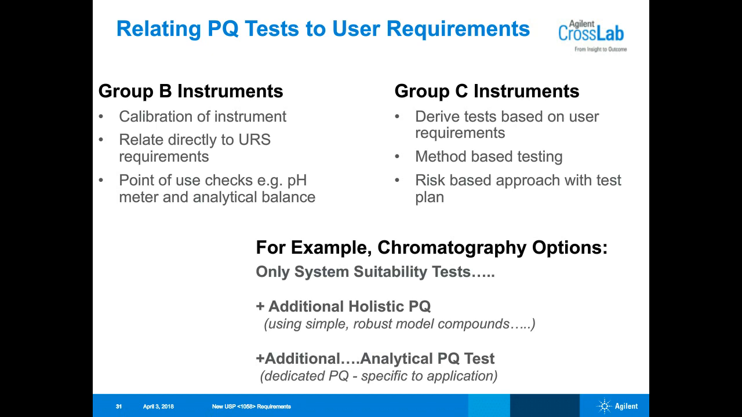You could also add a very specific holistic PQ test, which could be based on using simple model compounds, simple separations that, again, being method-based, you relate the performance of that test back indirectly to your user requirement specifications. Or alternatively, you have a specific analytical PQ test that is specific to your particular application. So you have some options to consider, but it's becoming a lot more formal and a lot more controlled.